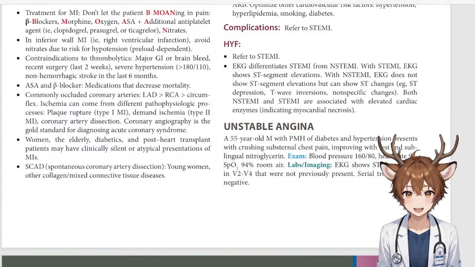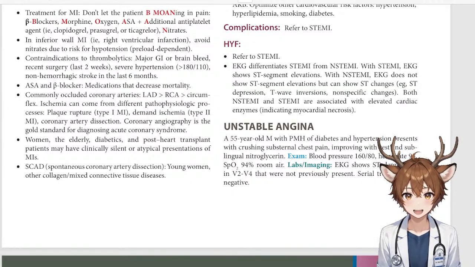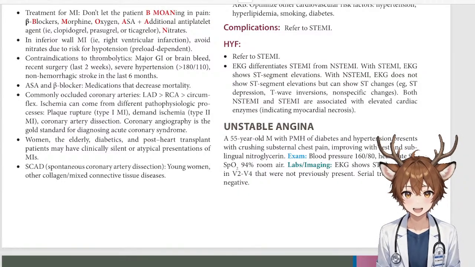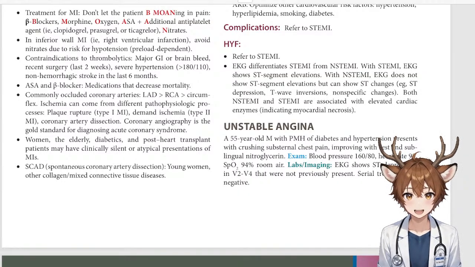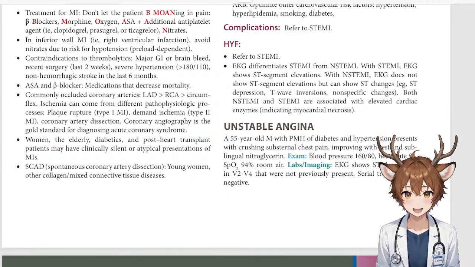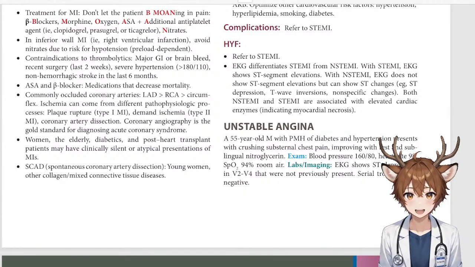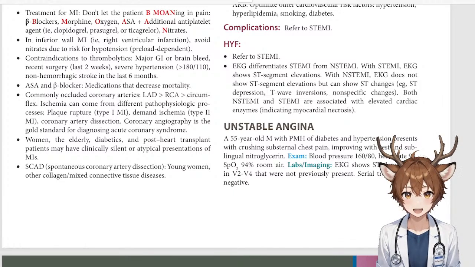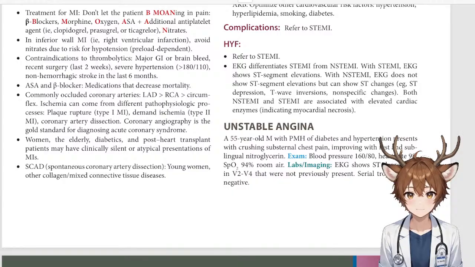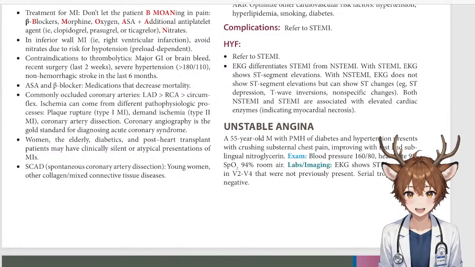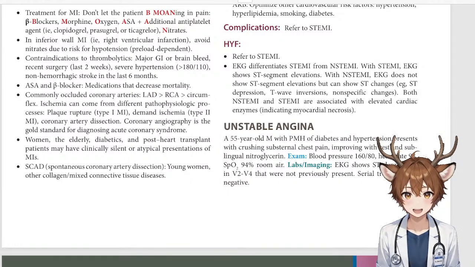EKG, just go back if you need to, okay? EKG differentiates STEMI from NSTEMI. With the STEMI, EKG shows ST segment elevations, hence the name ST elevated myocardial infarction, right? With NSTEMI, EKG does not show ST elevations, hence the name non-ST elevated, right? But it can show ST changes, that is to say ST depression, T-wave inversions, non-specific changes. Both NSTEMI and STEMI are associated with elevated cardiac enzymes indicating myocardial necrosis.